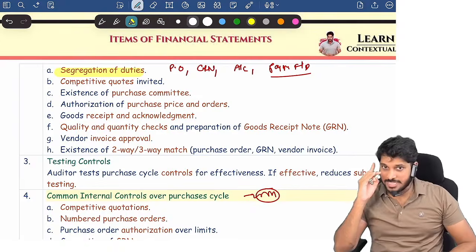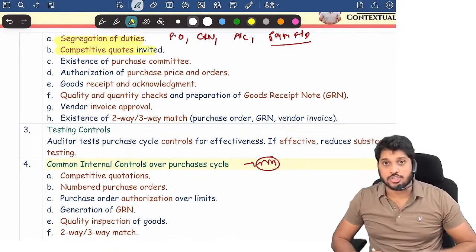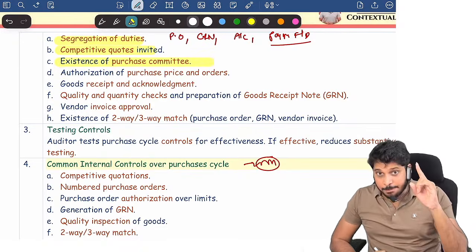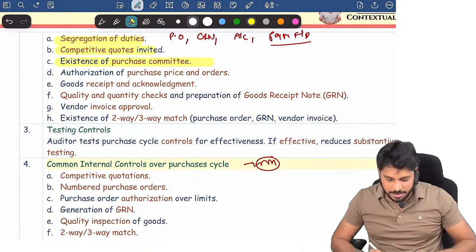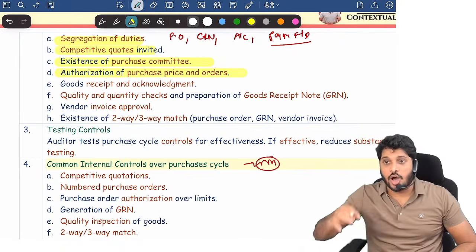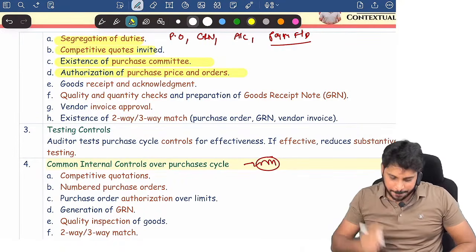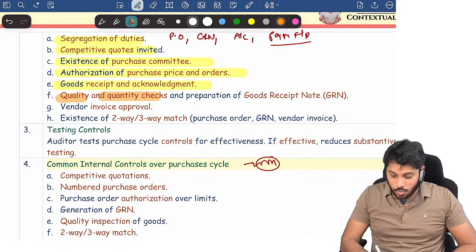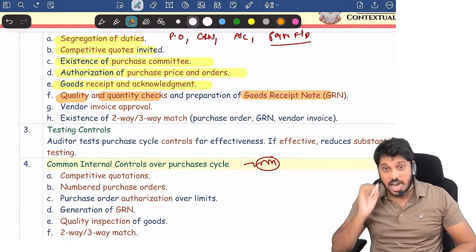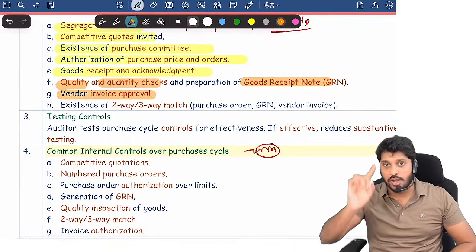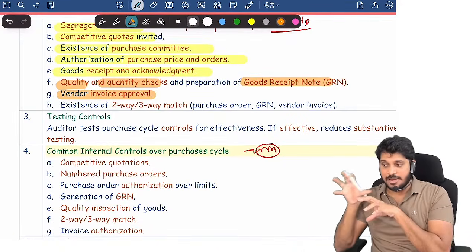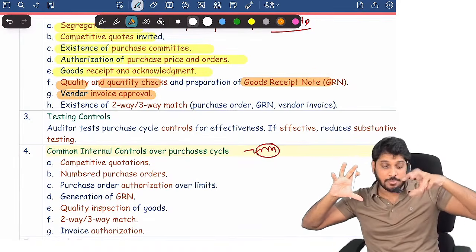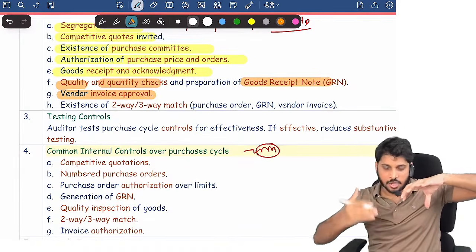And so there will be segregation of duty, there will be quotes, competitive quotes, the tendering process they follow, and there will be some purchase committee, nothing but the purchase department will be there, and somebody has to authorize the purchase price and place an order. Then GRN will be there, and quality and quantity check will be there with GRN, and vendor invoice. See, we place a purchase order, right? We place 1000 units at 100 rupees. Then the goods received note, we need to prepare for 1000 units. If the goods received are 1000, then mention 1000.